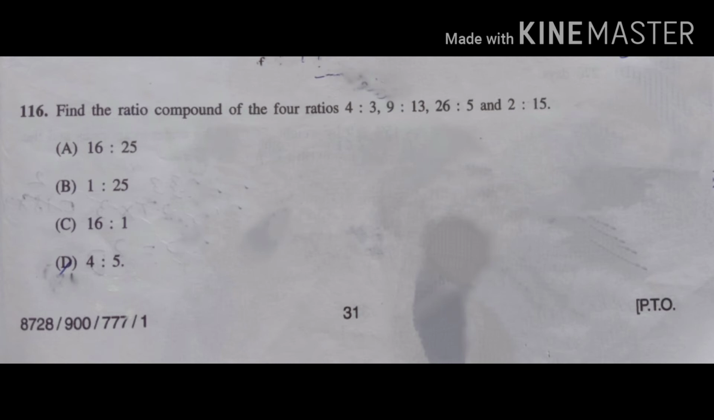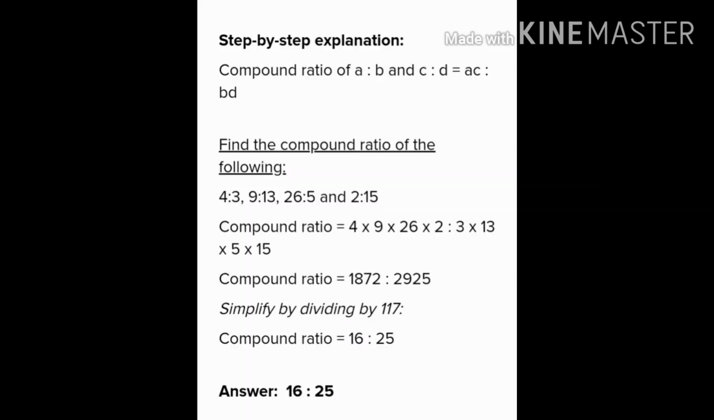Find the ratio compounded of the ratios 4:3, 9:13, 26:5 and 2:15. Options are 16:25, 1:25, 16:1, 4:5. The compound ratio of A:B and C:D is equal to AC:BD.